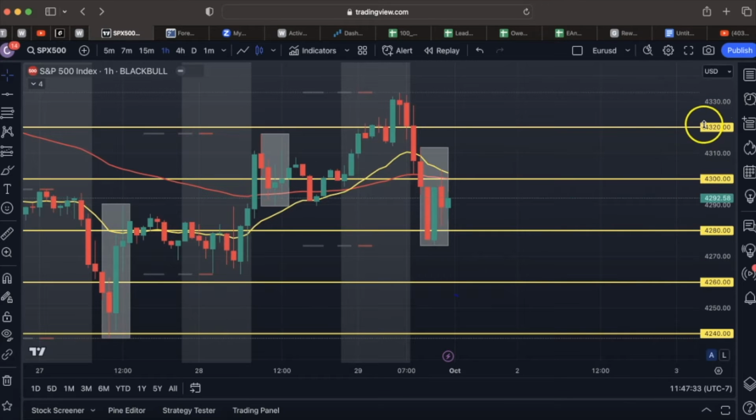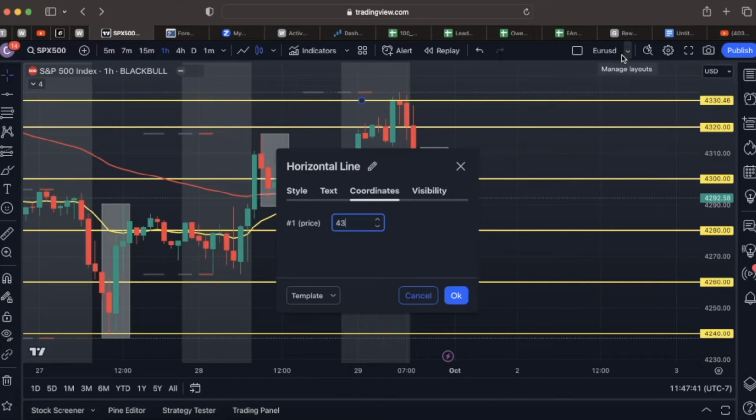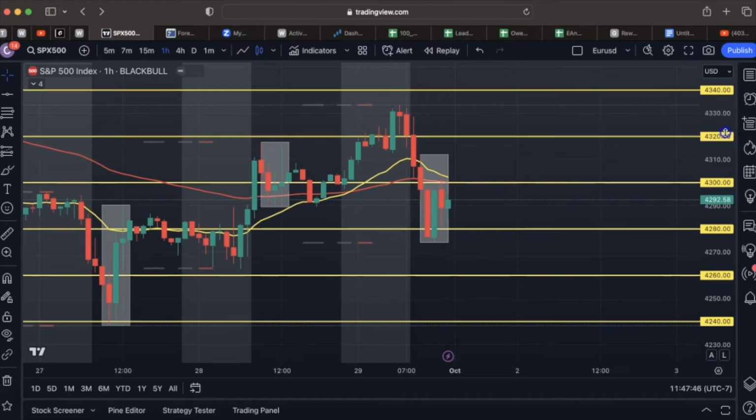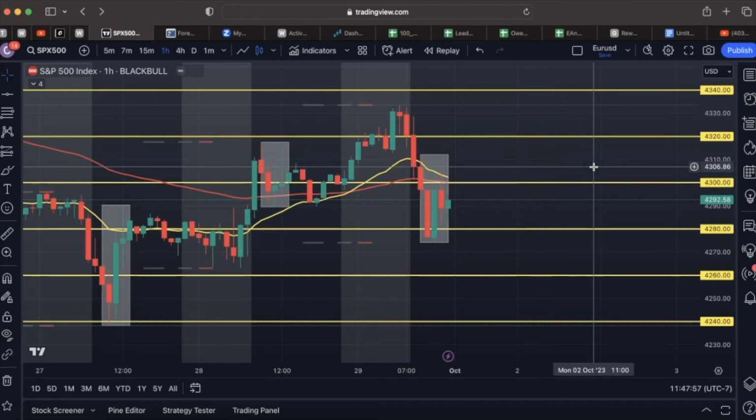Okay, so we pretty much have our range covered right here. Let's do 4342. 4340. Boom. Okay. So these are our psych levels within this range right here. They're all 200 pips apart, as you guys can see from this level to the next, 200 pips apart, which is a pretty good range for the S&P 500.